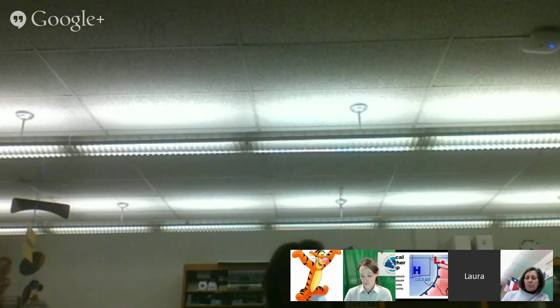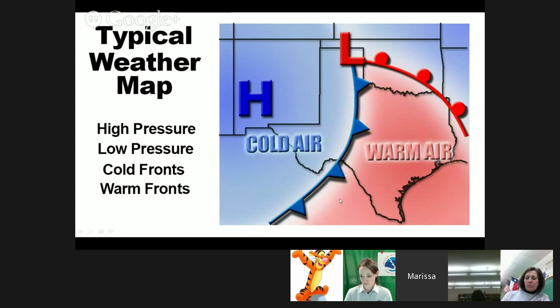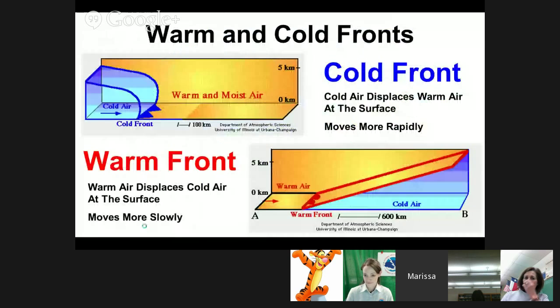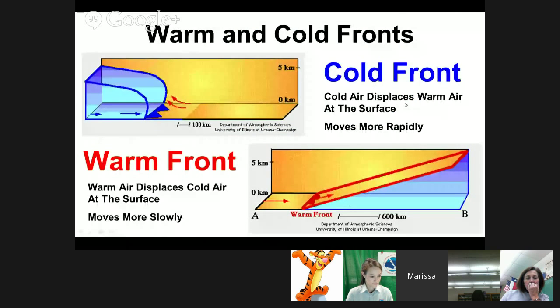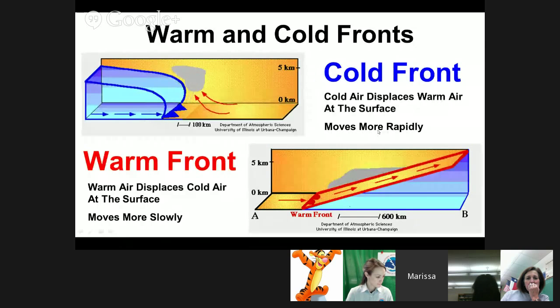So if cold air is moving in, well, the leading edge of that cold air is going to be a cold front. And as warmer air begins to move in, the leading edge of that is going to be a warm front. So here's a closer look at cold fronts and warm fronts. And one of the things I want to point out is right here. Cold fronts tend to move faster than warm fronts do.